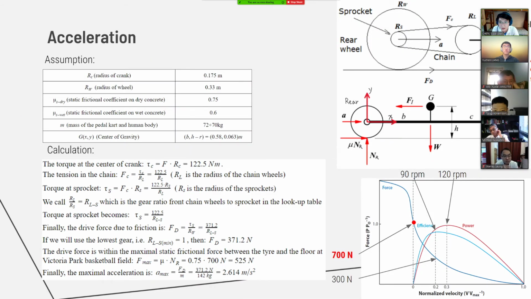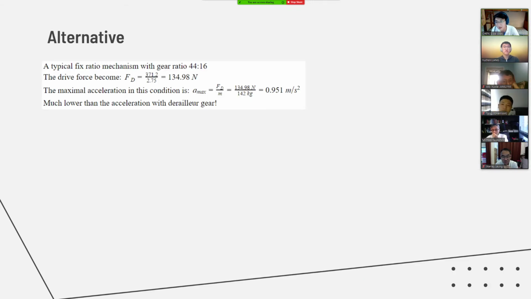For the acceleration, by assuming this data and the operating point at stationary, I got a 2.6 meter per second acceleration, which is very good. Alternatively, if we use a fixed gear ratio with a 44:16 gear ratio, the acceleration will be only 0.9 meter per second, which is much smaller than our derailleur gear because we can have a 1:1 gear ratio in the derailleur gear.